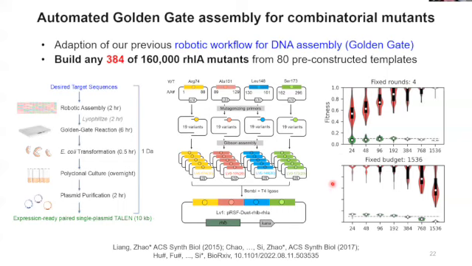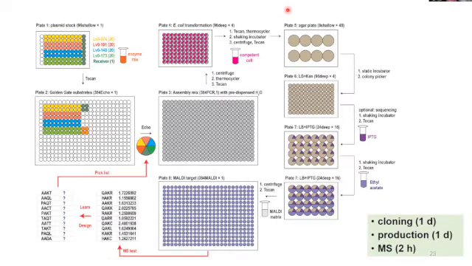And then we did a little bit of optimization of the algorithms. We found that the 384 format is a trade-off between economics and speed. So that's where we're going forward. So that's the total workflow.